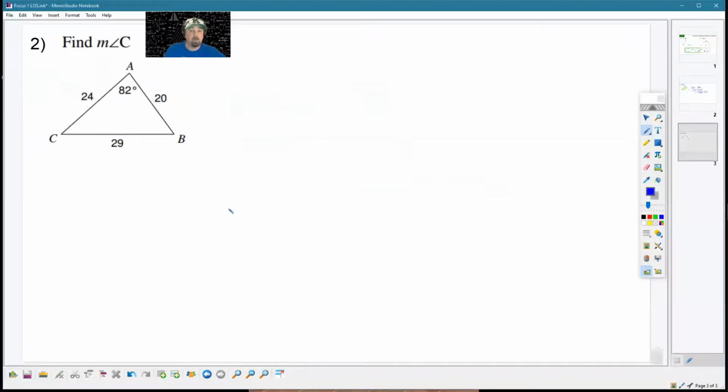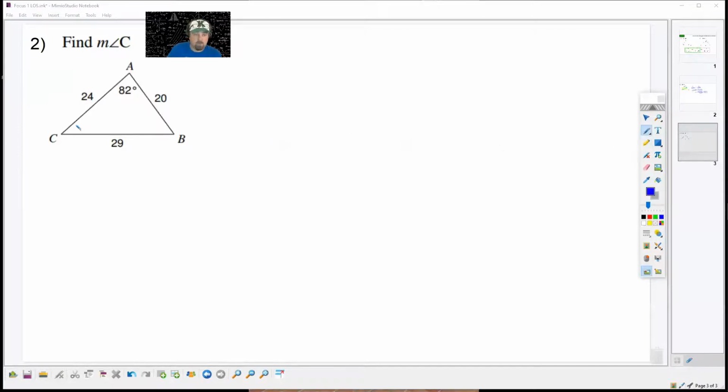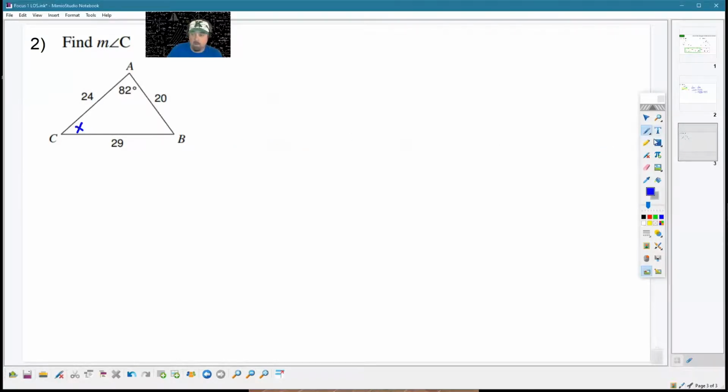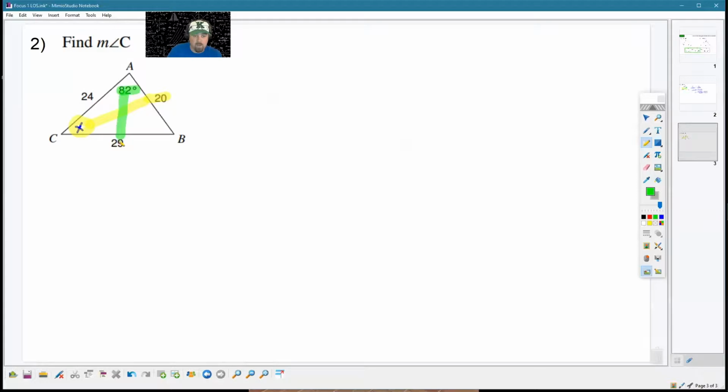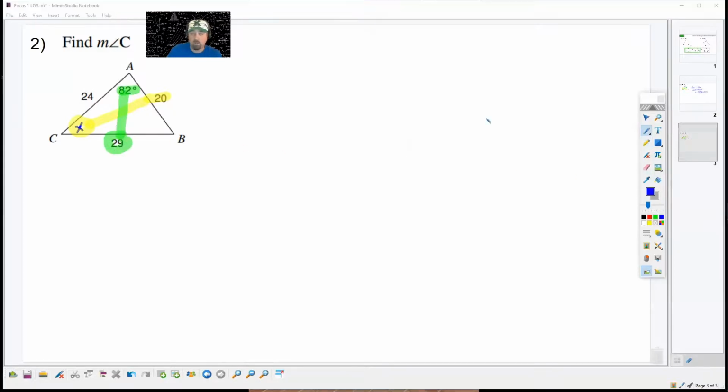All right, we'll find angle C here. So let's put an x in here where we want to find. So we're going to find that one. And the side opposite that angle is the 20. And let's see, we're going to find one where we have both of them. So we only have this other angle 82, and the side that is opposite of that is the 29. So let's go ahead and set this up and solve it.